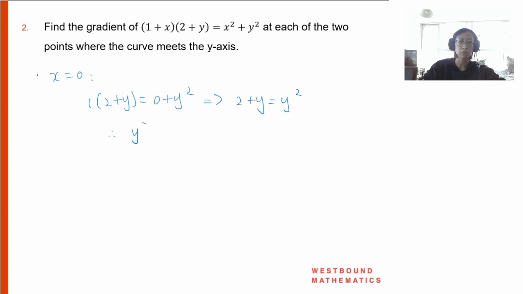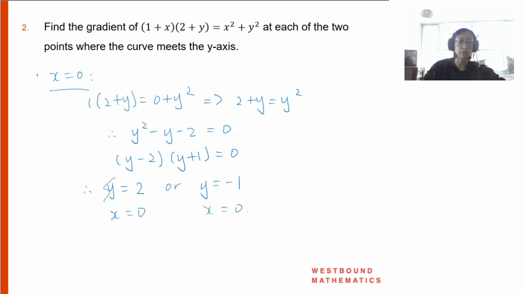Hence, we have this function, y squared minus y minus 2 is equal to 0. And we can factorise here, and that will give us (y minus 2) times (y plus 1) is equal to 0. Hence, my y is either equal to 2 or is equal to minus 1. And I know that my x is always equal to 0. So now I'm working with two points here, (0, 2) and (0, minus 1). Now I've figured out the two points where the curve meets the y-axis, I just need to find the gradient. I need to evaluate the gradient at these two points.